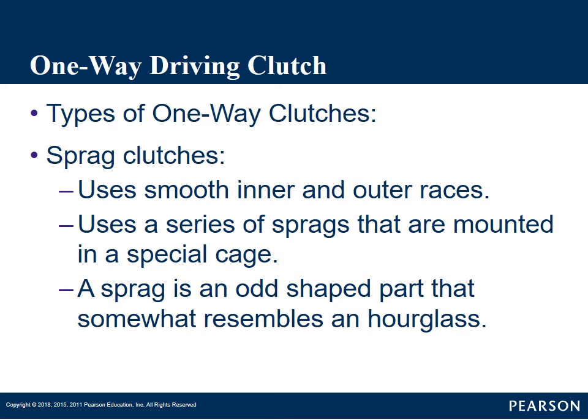The next type we call sprag clutches. These, both the inner and outer races are smooth. There's no ramp surface. But what they use is a series of sprags that are mounted in a special cage. The sprag almost looks like an hourglass, the shape of it. And in the picture, I'll show you how that works.